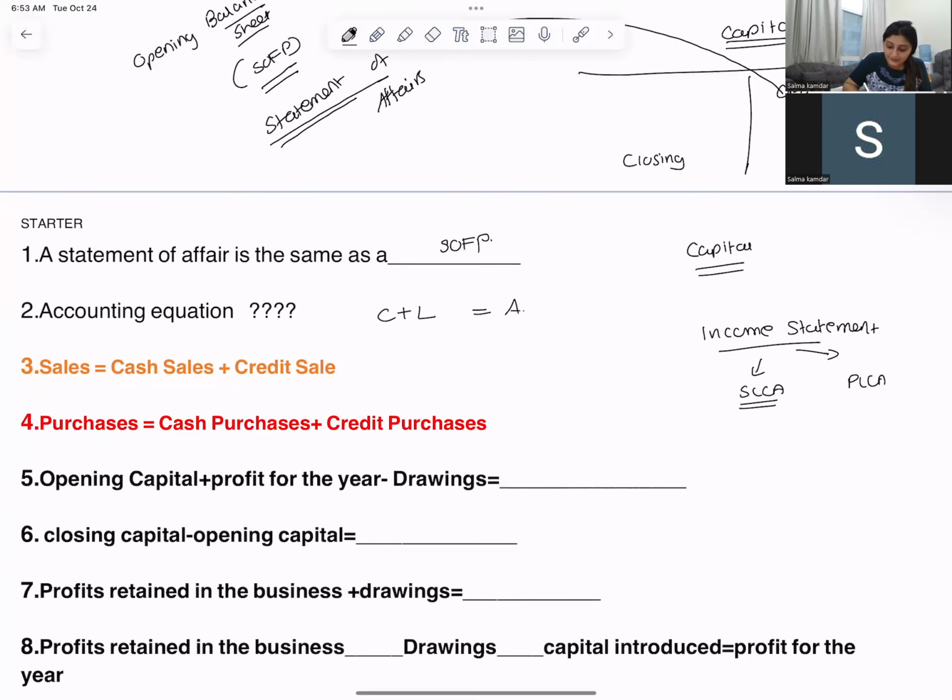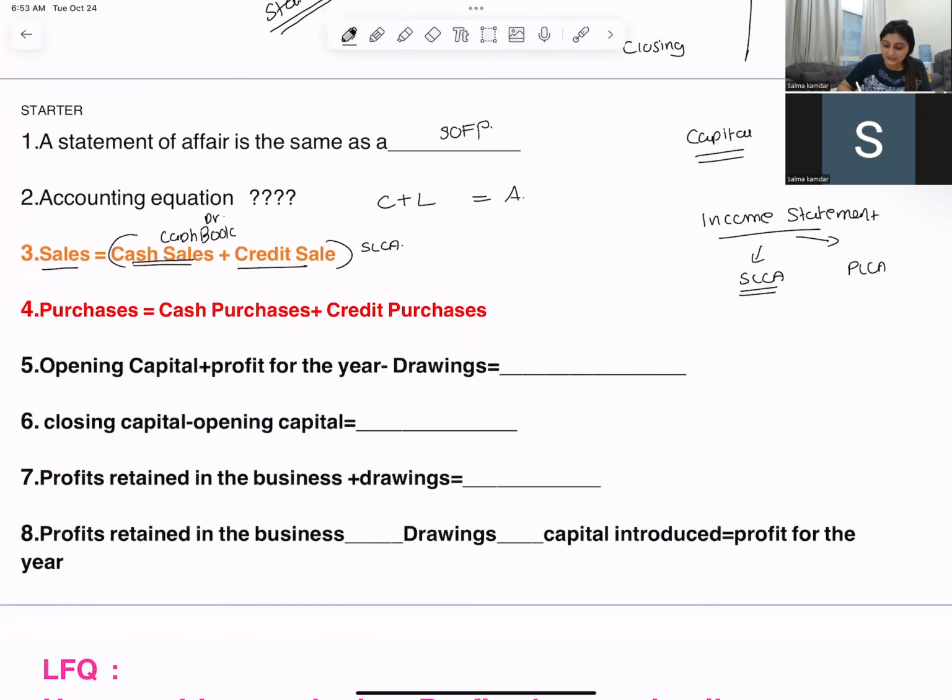Another thing you should remember: sales is equal to cash sales plus credit sales. From where will I get cash sales? I will get cash sales from the cash book, debit side. Credit sales from the SLCA account. Purchases is equal to cash purchases plus credit purchases. Cash purchases, I will get from the cash book, credit side, because money goes out. Credit purchases, I will get from the PLCA.